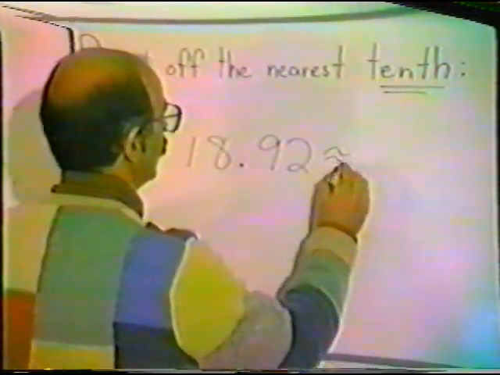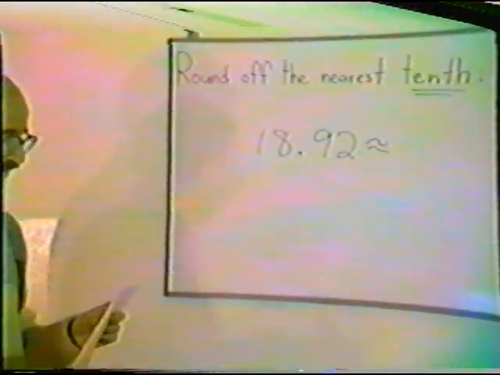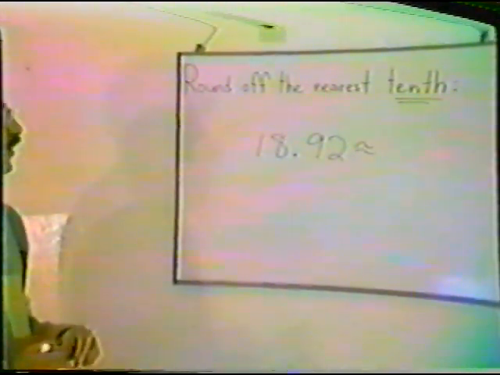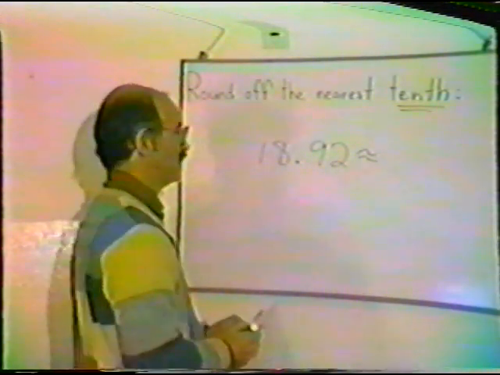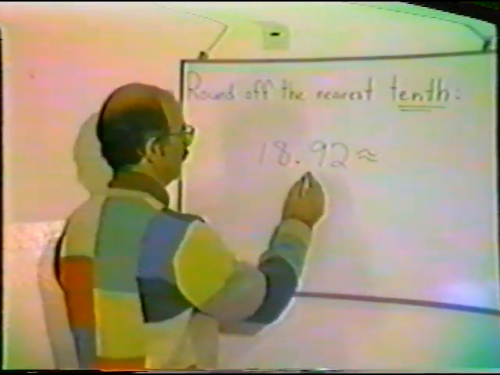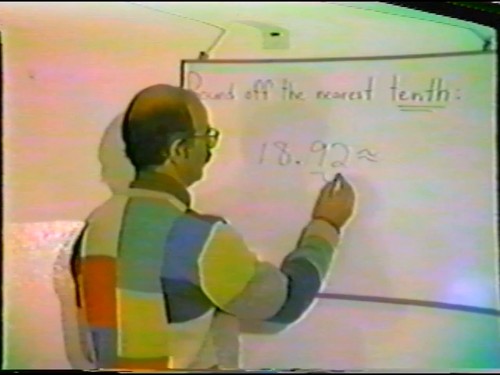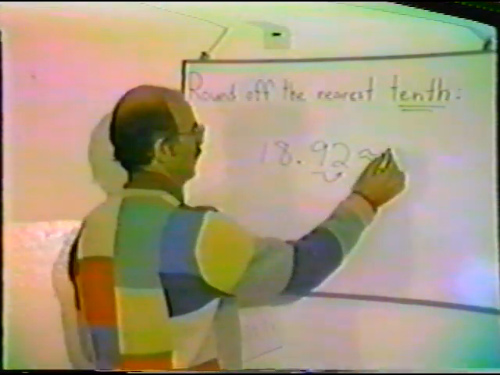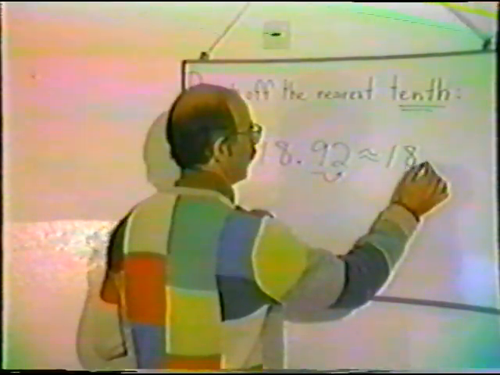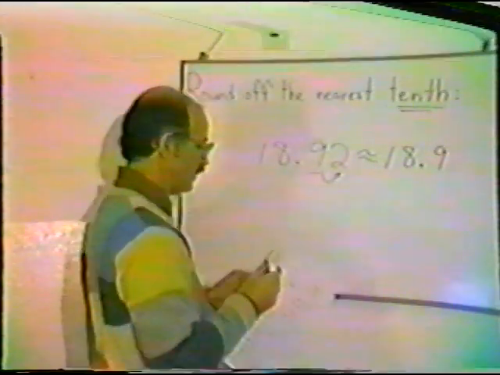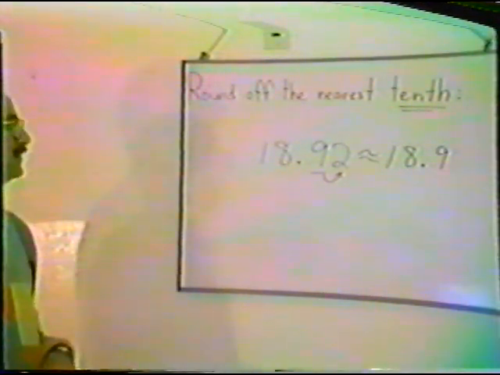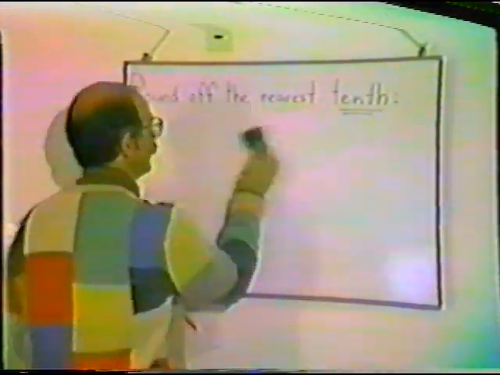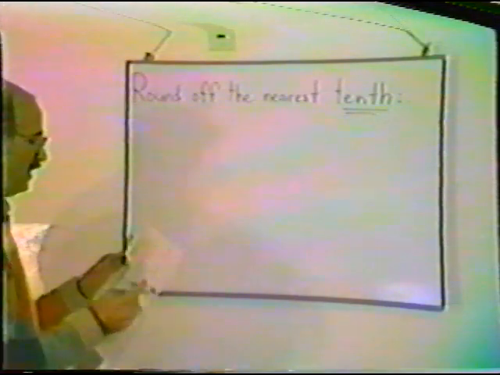18.92. Please read me that number. 18 and 92 hundredths. What number is in the tenths place? 9. And we point to the 2. The 2 tells us that the 9 stays the same, and we write 18.9. Please read the answer. 18 and 9/10. And we've rounded it off to the nearest tenth.